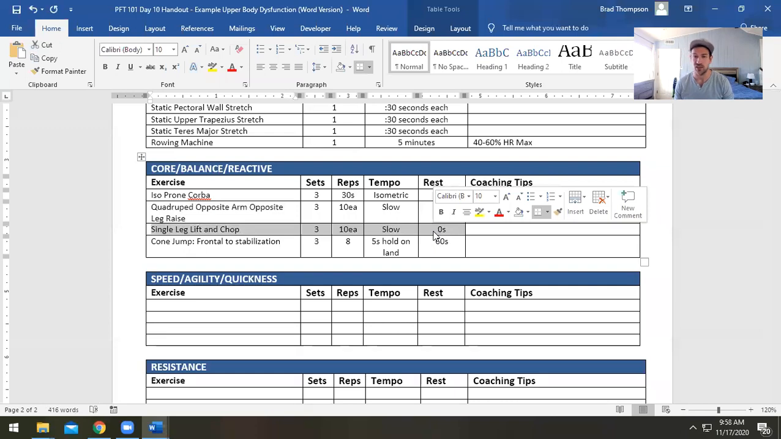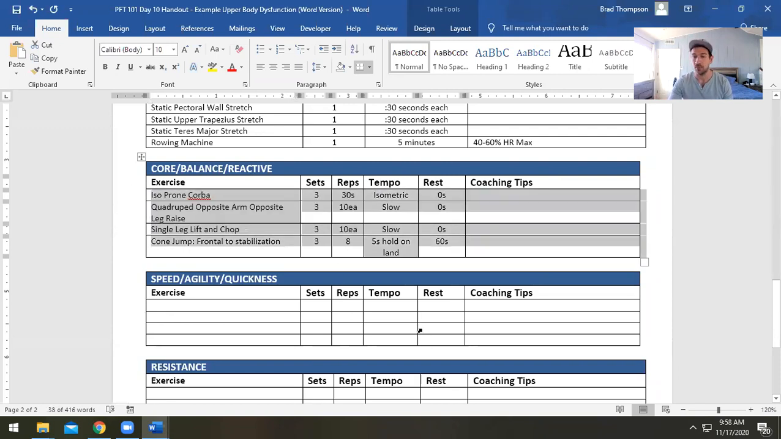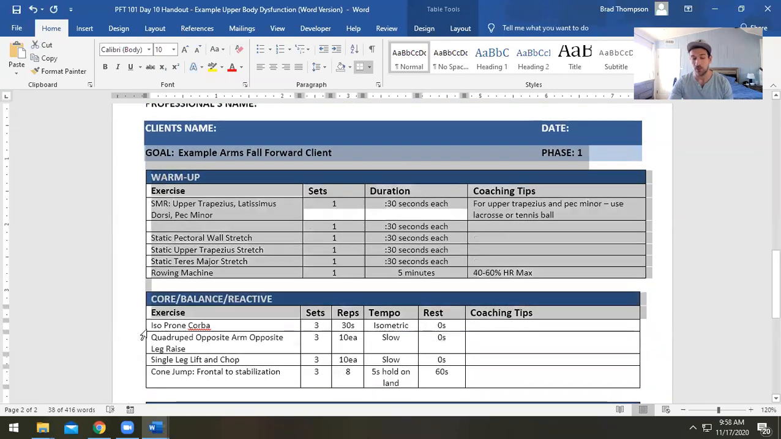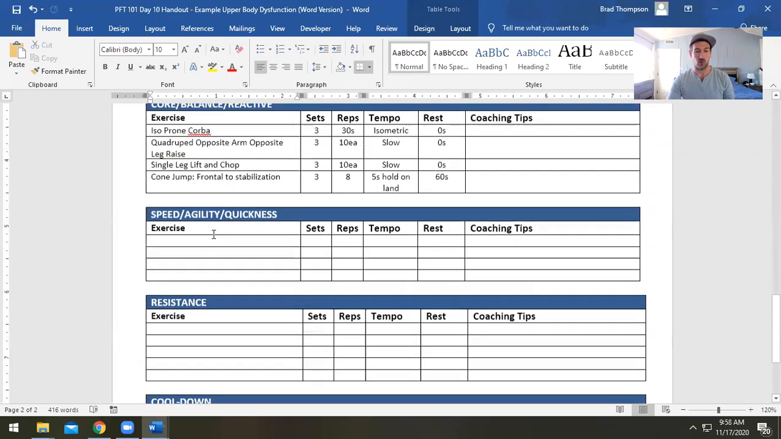But it's a reactive exercise. So reactive exercises don't really ever do anything for the upper body. They're a lower body thing, but there's sort of a classic movement prep for this. If you've got a client whose arms fall forward, this would be a great warm up before upper body day.